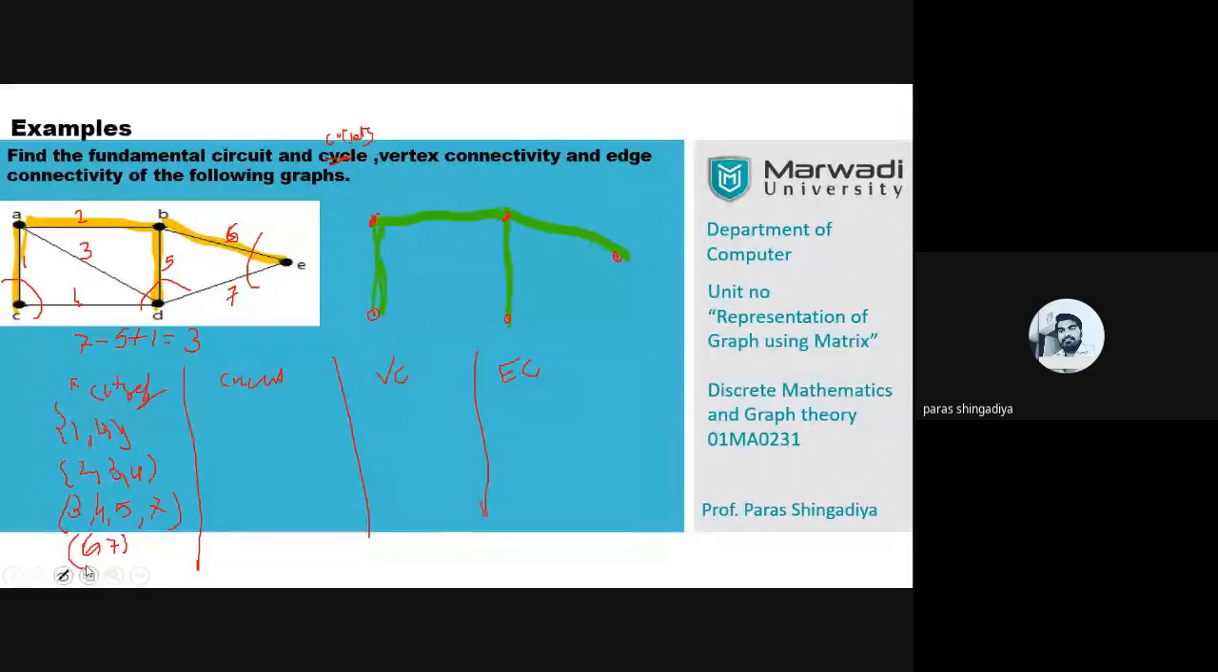I cannot consider 2, 5, 6. I cannot consider 1, 2, 3 here. Why? Because it involves 2 branches and only one chord, so that is not possible in a cut set. So these are the 4 examples.